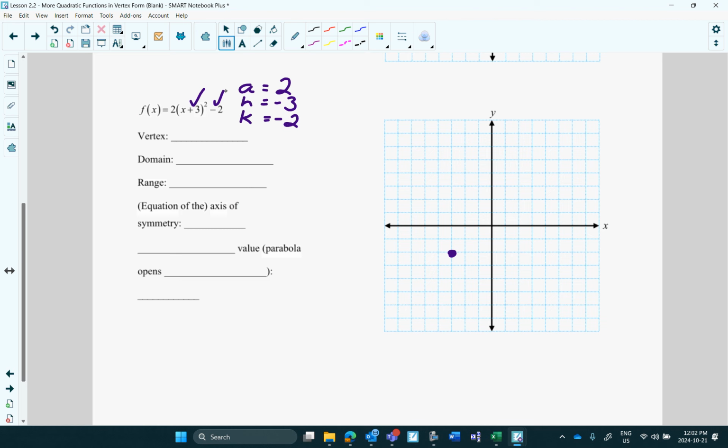Does it open up or down? Up, because it's positive, but it's going to stretch. 1 across, 2 up. 2 across, 8 up. 2, 4, 6, 8, and 8. And that's what the graph looks like.